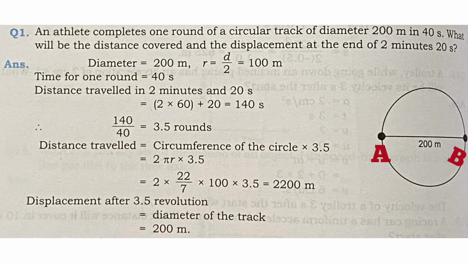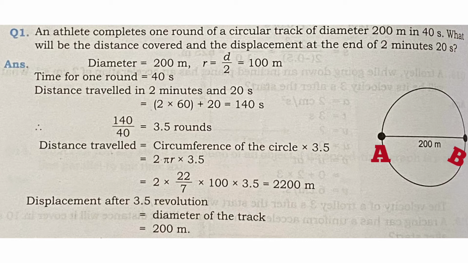Now here he is completing 3.5 rounds. So total distance travelled by him will be equal to circumference into 3.5, that is 2 pi r into 3.5, that is equal to 2 into 22 by 7 into r, which is 100, into 3.5, that is 2200 meter.